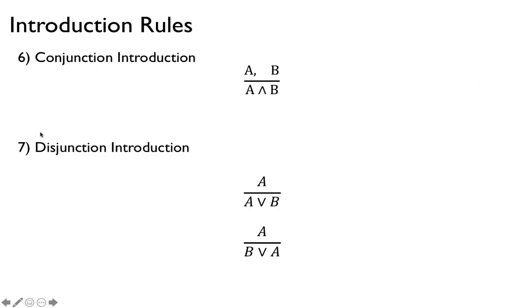Disjunction introduction. So we're trying to introduce the disjunction. If you have A, then you have A or B. If A is true, then A or B is true regardless of what B is. In the same way, if A is true, then B or A is also true. So we're introducing the disjunction.